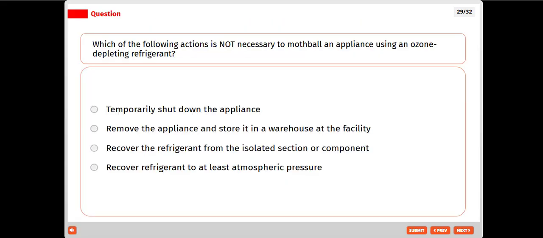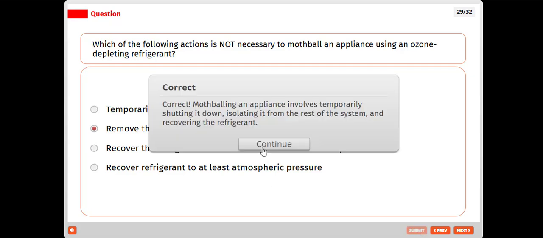Which of the following actions is not necessary to mothball an appliance using an ozone depleting refrigerant? Temporarily shut down the appliance, remove the appliance and store it in a warehouse in the facility. Yeah, this one.